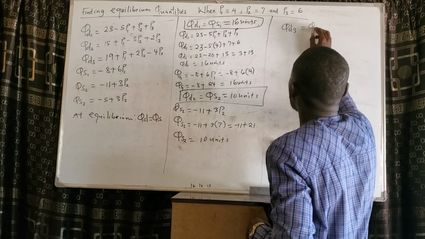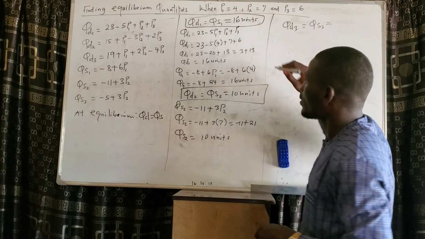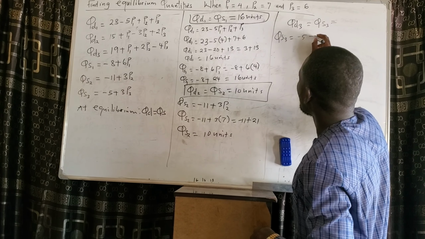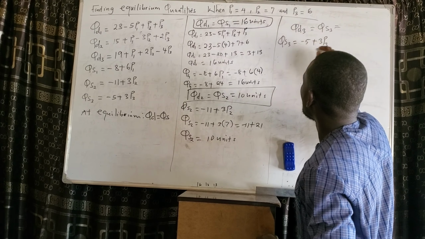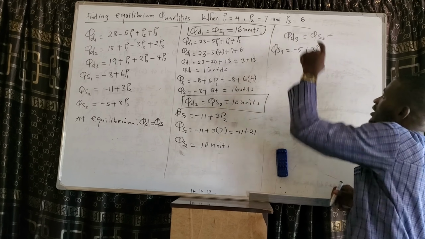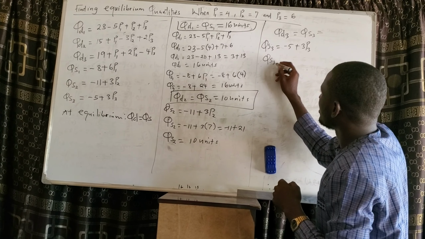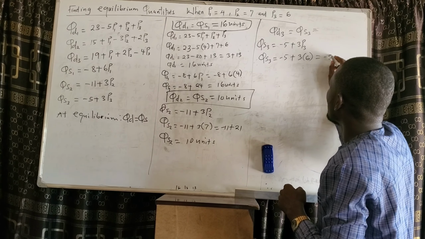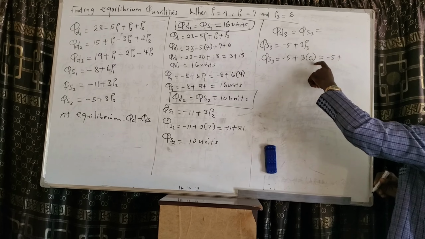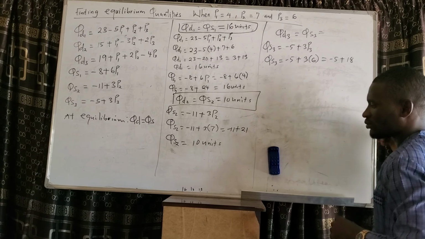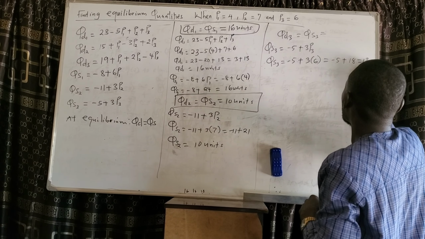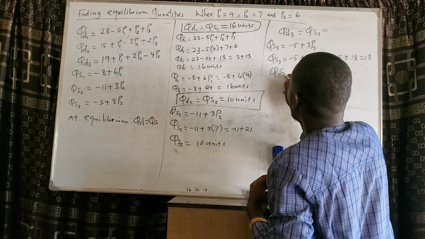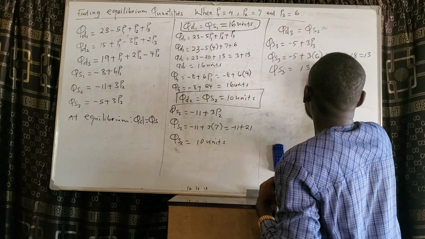Then QD3 is equal to QS3. QS3 is equal to negative 5 plus 3P3. Our P3 is 6. You have QS3 is equal to negative 5 plus 3 into 6. This will give us negative 5 plus 3 times 6, which is 18. If you subtract, you have 18. It means that QS3 is equal to 13 units.